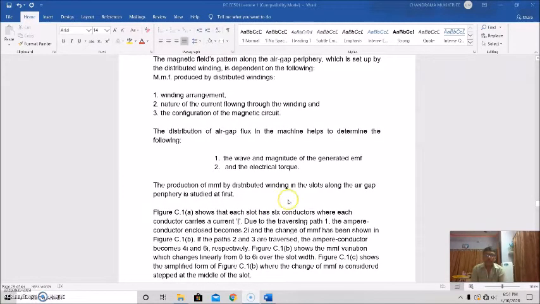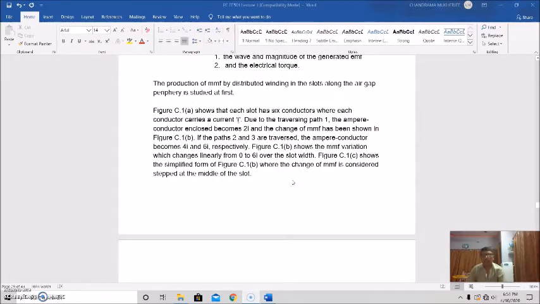So the distribution of air gap flux in the machine helps us to determine the wave shape and magnitude of the generated EMF, and of course the electrical torque. This distribution of flux in the air gap of the machine has a very important role. It helps us to determine the wave and magnitude of the EMF generated, and of course the electrical torque.